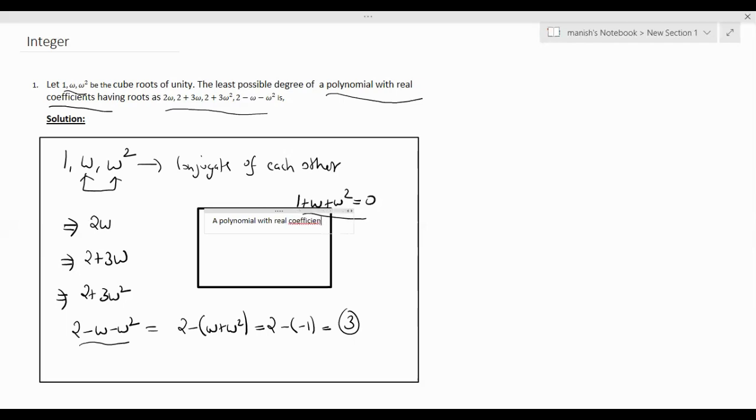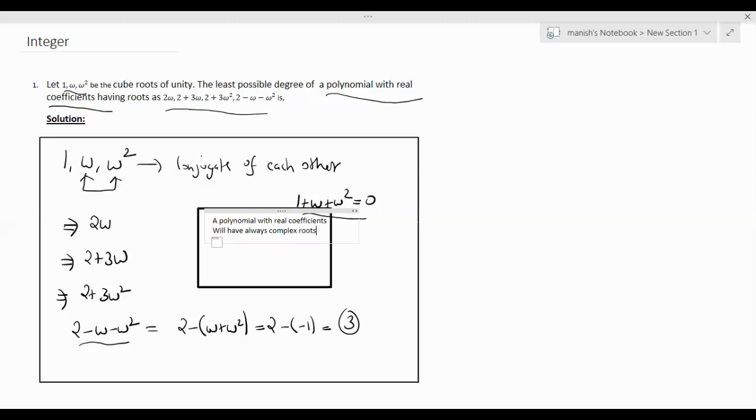Why am I writing this? So that you get the time to digest this concept again. A polynomial with real coefficients will always have complex roots.